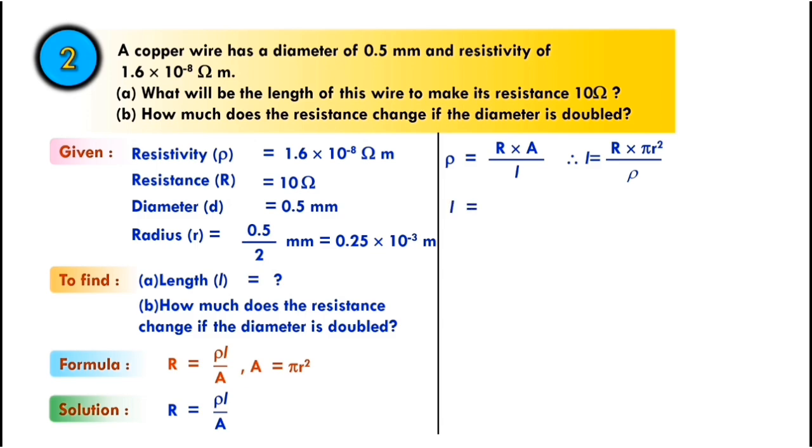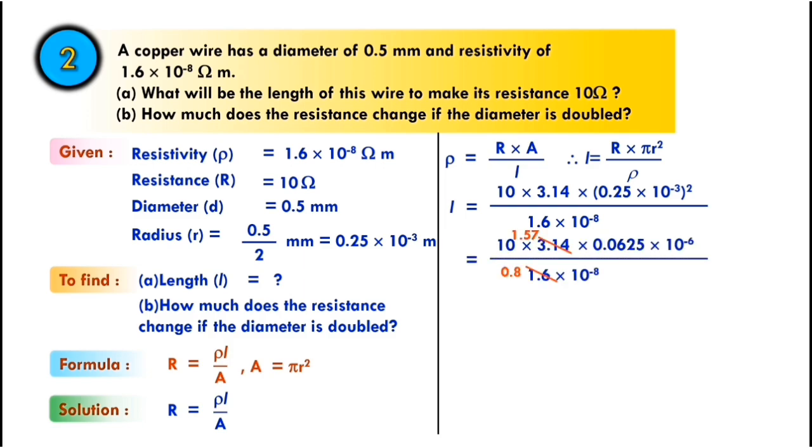resistance, that is 10 ohm, we can write area as pi r square, right? So we know the value of pi, that is 3.14, into radius. How much is the radius? Yes, it is 0.25 into 10 to the power minus 3 and it is whole square. And resistivity is 1.6 into 10 to the power minus 8. So it seems to be a bit calculative, but let's do the calculation.